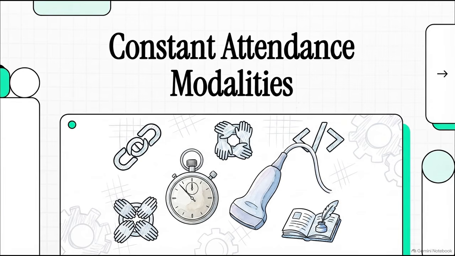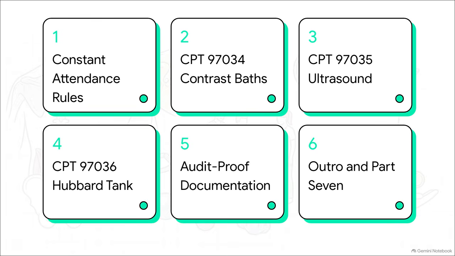All right, here's our roadmap for today's explainer. We're going to follow a clear clinical to clerical pipeline. We'll start with the constant attendance rules, then jump into CPT 97034 for contrast baths, CPT 97035 for ultrasound, and CPT 97036 for the Hubbard tank. After that, we'll cover audit-proof documentation, and finally, wrap things up with a preview of Part 7.